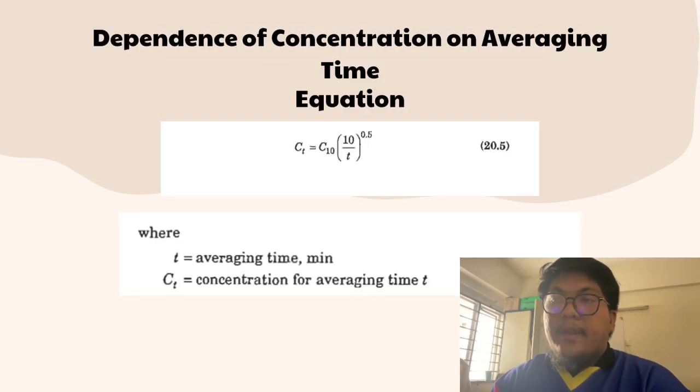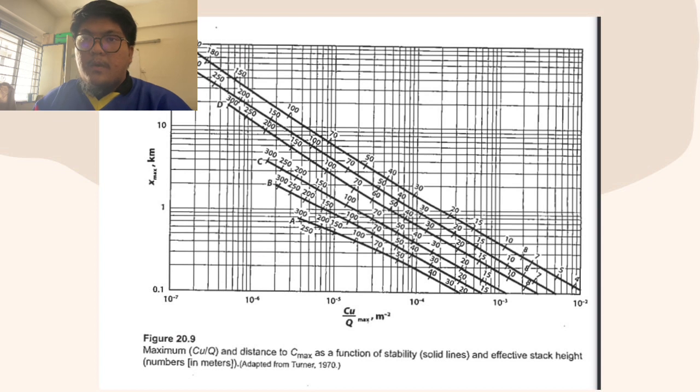Next is dependence of concentration on averaging time. This is the equation to find the CT, where the CT is actually a concentration for averaging time T, and T is the averaging time itself. Next, this is the graph of Cu over Q max against X max.